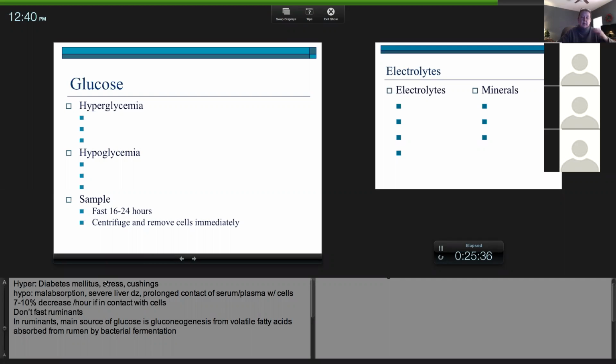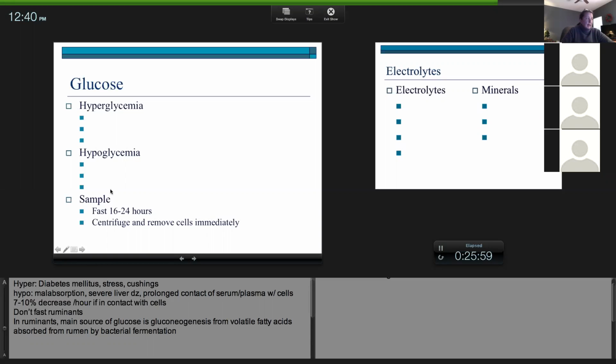So sometimes the doctor might say, hey, let's have them come back in a week and let's redraw that and recheck it. Because if we think there was stress involved, it could just be as simple as there was stress. And it's called stress hyperglycemia. It can also be seen in Cushing's, so that has to be looked at.